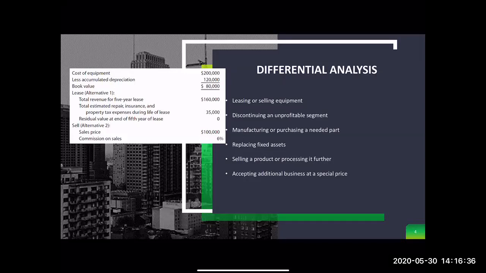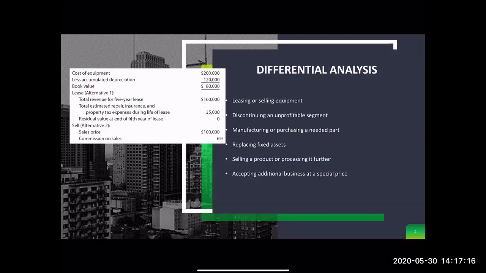So we have here, maybe you want to pause the video, but here it is. We have the cost of the equipment is $200,000. We have accumulated depreciation and a book value. And then here in the next parts is our alternatives. So alternative number one is we can lease out the equipment. So it's telling us if we lease out this equipment, the total revenue for a 5-year lease is $160,000, but we need to make sure we estimate the repairs, insurance, property taxes, and all of that, which is $35,000. And then there's no residual value at the end of the 5th year of the lease.